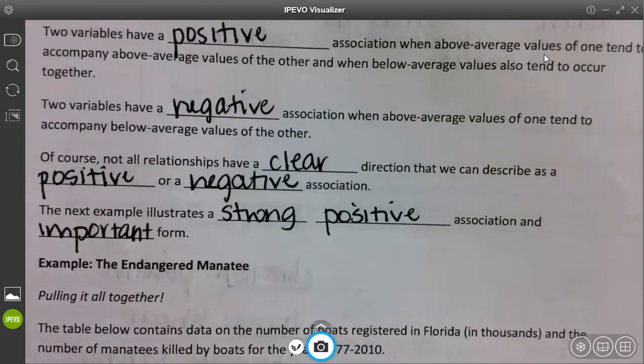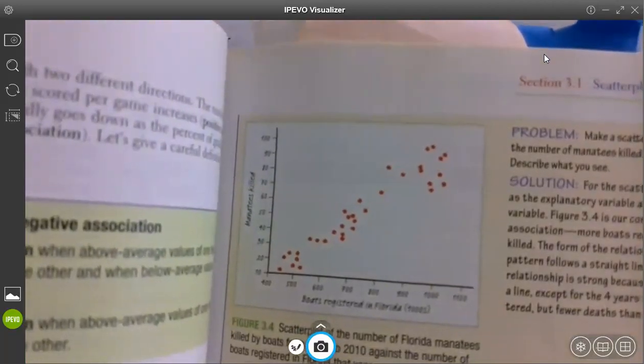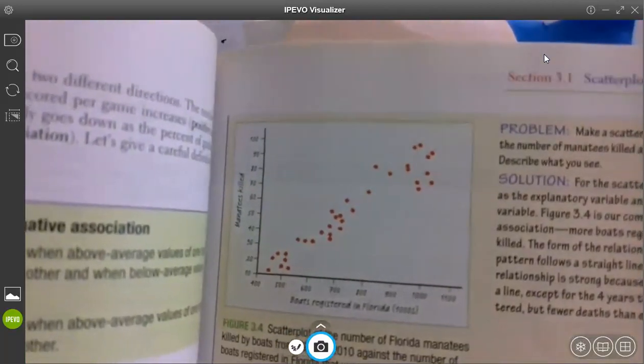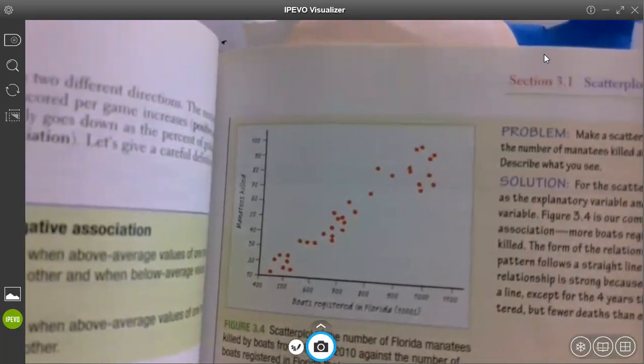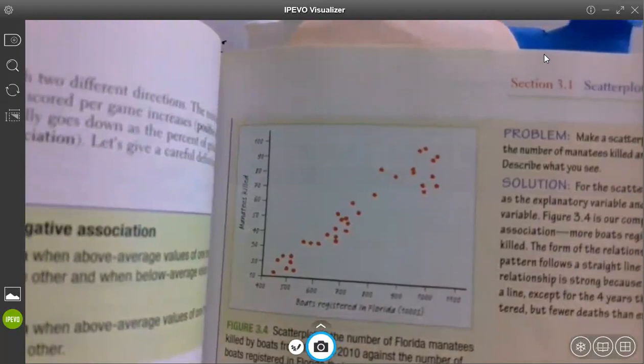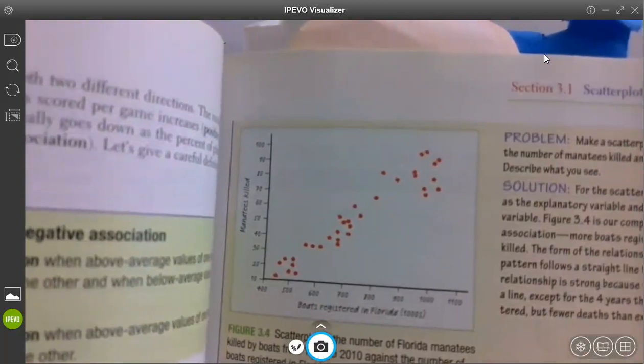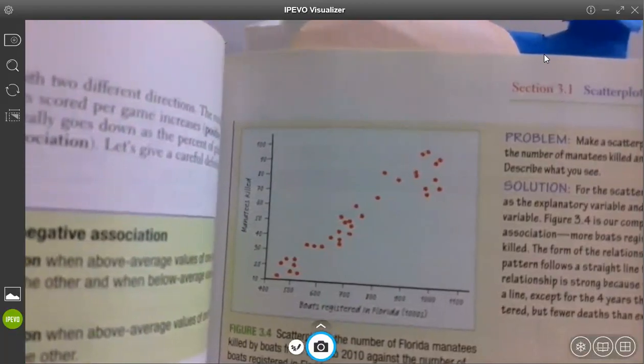Everybody got that? If we were in class for real, I would make you do it. Y'all know if we had time, I'd make you do it. This is what it looks like. It's cool, huh? So what are they doing? Boats registered in Florida compared to the number of manatees killed. What's happening? Yeah, the more boats, the more manatees that are getting killed. Is everybody good? All right.